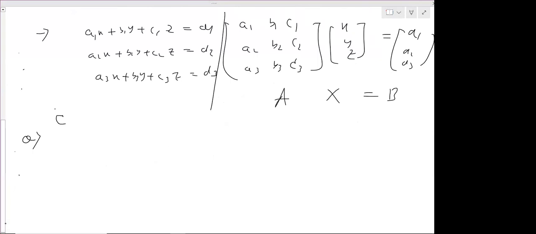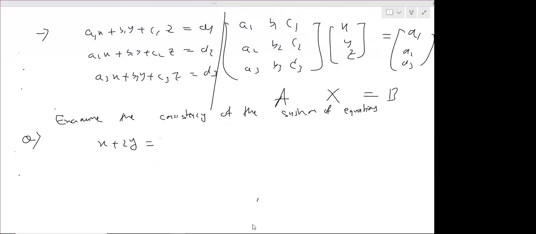Examine the consistency of the system of equations. First is x plus 2y equals 2, 2x plus 3y equals 3. Do you want to try this? Okay. All you have to do is tell me if the system is consistent or not. You do not have to find x and y here. All right.